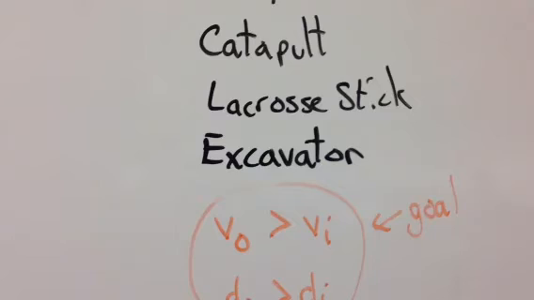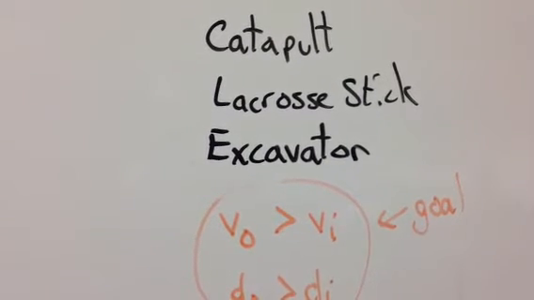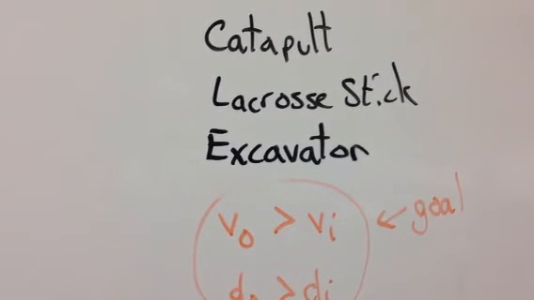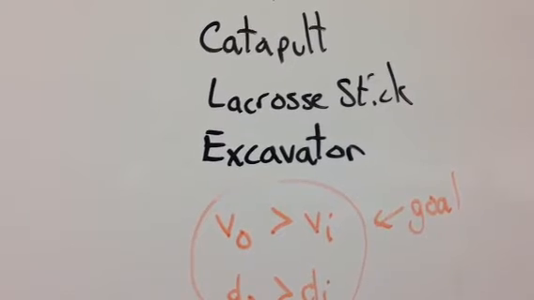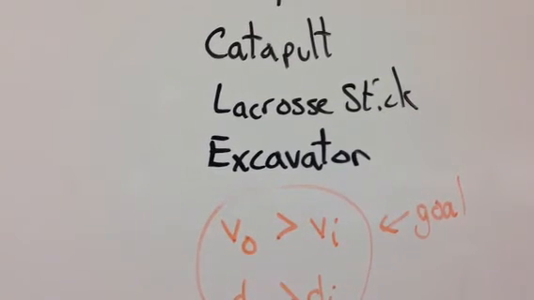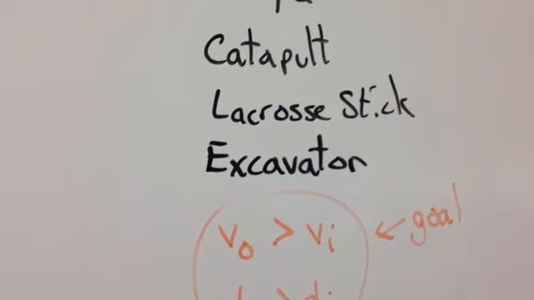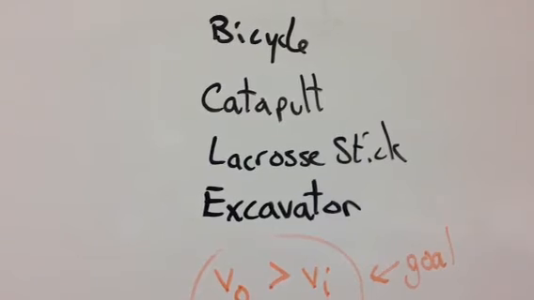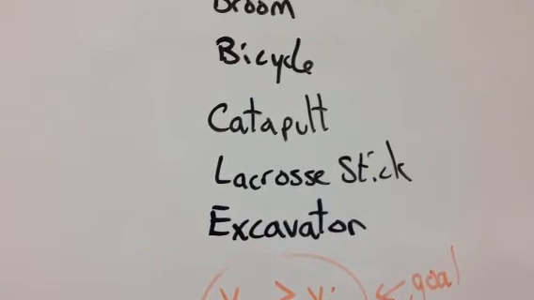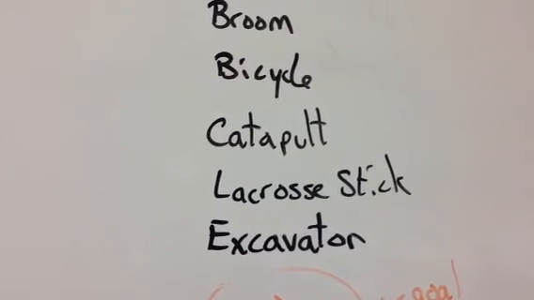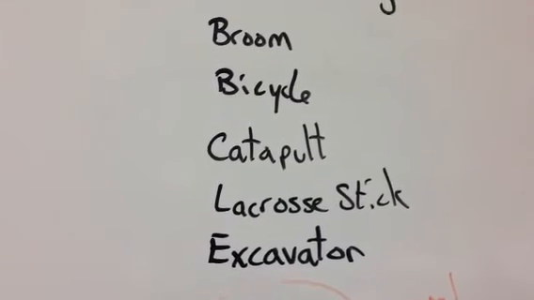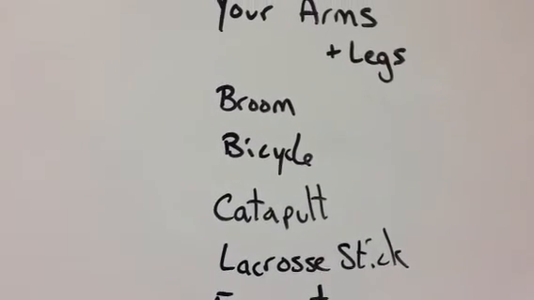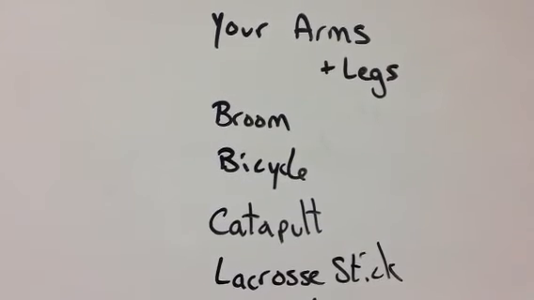those big machines that lift large amounts of dirt in the big bucket and then move it with their big arm to some other place, those excavators are actually machines with a mechanical advantage less than 1. The cross stick, the goal is to get that thing to move fast. Catapult, want to make the rock or whatever you put in the catapult move quickly. Bicycle, move quickly. Broom is designed to move farther.